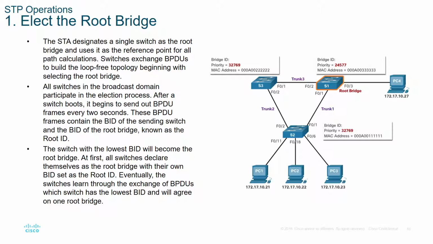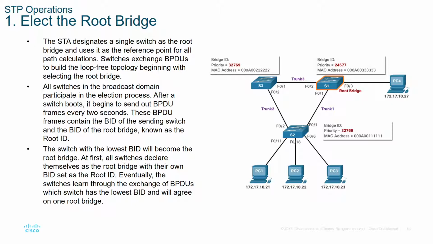After a switch boots, it begins to send out BPDU frames every 2 seconds. These bridge protocol data unit frames contain the bridge ID of the sending switch and the bridge ID of the root bridge, known as the root ID. A switch with the lowest bridge ID will become the root bridge. At first, all switches declare themselves as the root bridge with their own bridge ID set as the root ID. Eventually, the switches learn through the exchange of BPDUs which has the lowest bridge ID and will agree on one root bridge.